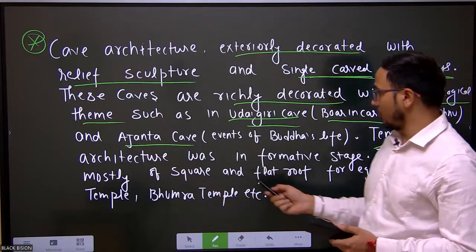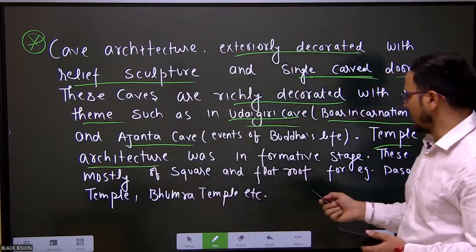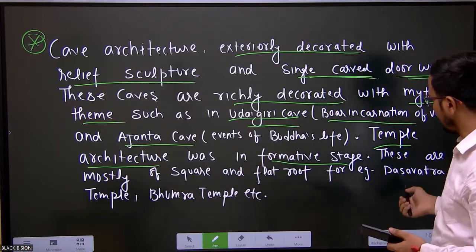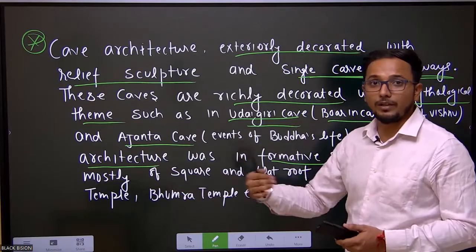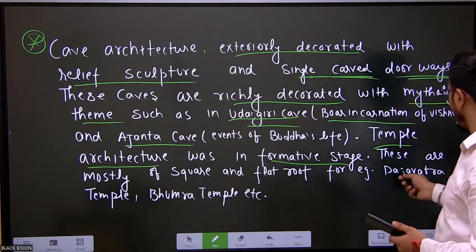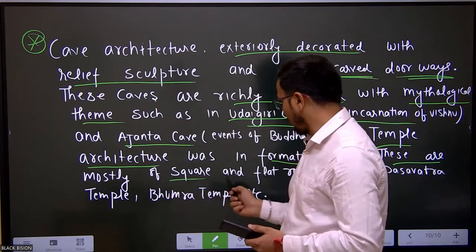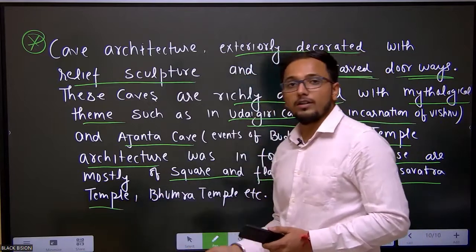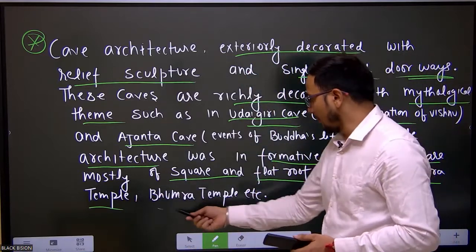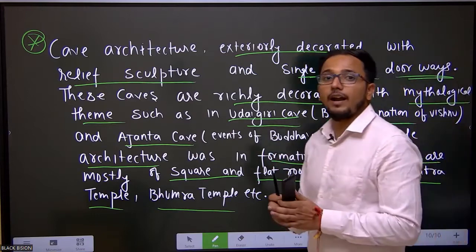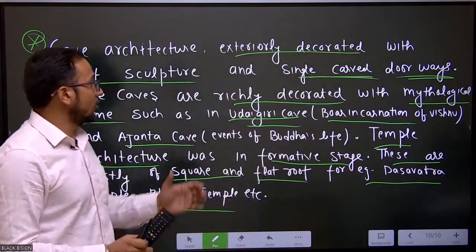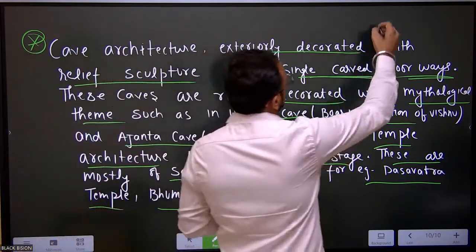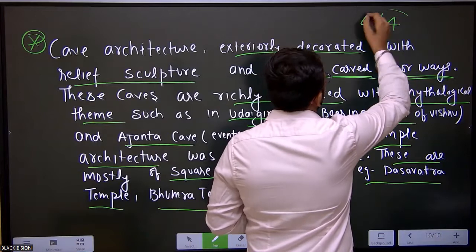Now the temple architecture was in a formative, primitive stage, but slowly and gradually it developed in the last phase of the Gupta Empire, and these are mostly square with flat roofs. For example, the Dashavatara temple in Deogarh near Jhansi in UP, and the Bhumra temple in MP. So this is how you can write your answer. If you write your answer in such a fashion, then only will you attain 4 out of 4 marks.